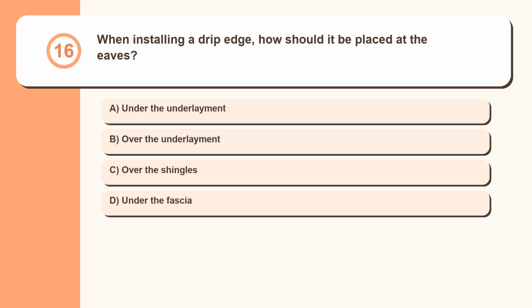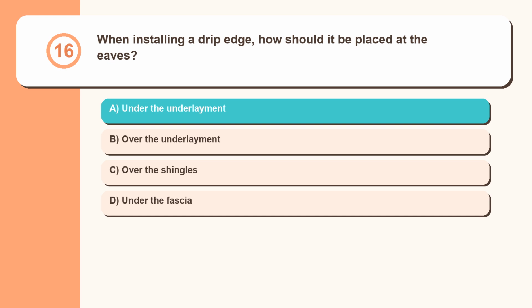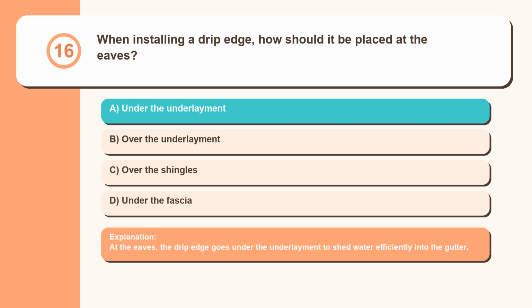Question 16. When installing a drip edge, how should it be placed at the eaves? Under the underlayment, over the underlayment, over the shingles, under the fascia. At the eaves, the drip edge goes under the underlayment to shed water efficiently into the gutter.